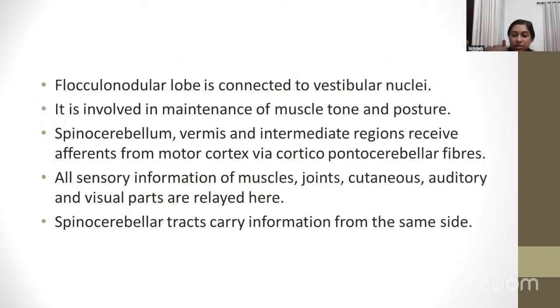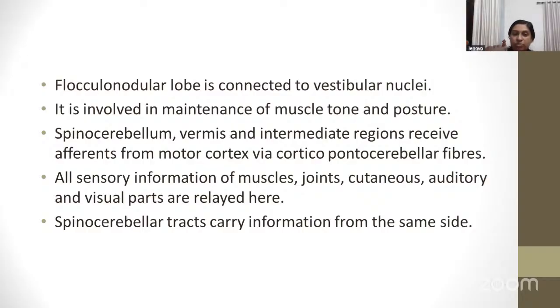So, as we have already mentioned in the functional classification, the flocculonodular lobe is mainly connected to the vestibular nuclei. That is, the Purkinje fibers coming from the flocculonodular lobe are connected directly to the vestibular nuclei, whereas the fibers from the Purkinje cells of the other parts of the cerebellum are connected to the intracerebellar nuclei associated with the cerebellum. Okay. Only from the flocculonodular lobe, the output is coming to the vestibular nuclei. So it is involved in the maintenance of the muscle tone and the posture.